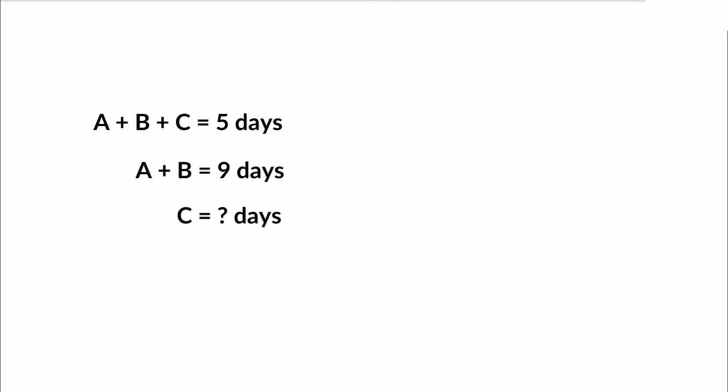Once again, let's use our LCM shortcut. The LCM of 5 and 9 is 45. So let's imagine the entire project consists of 45 chairs. First, find the combined rate of A, B, and C. 45 divided by 5 equals 9. So together, they build 9 chairs per day.